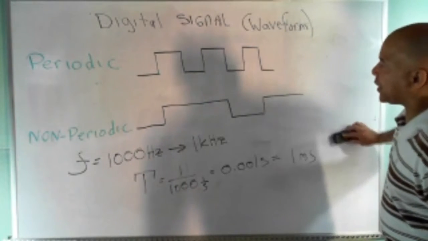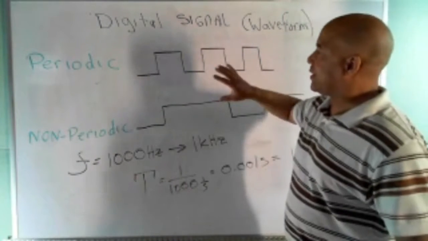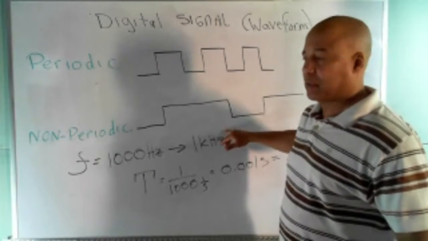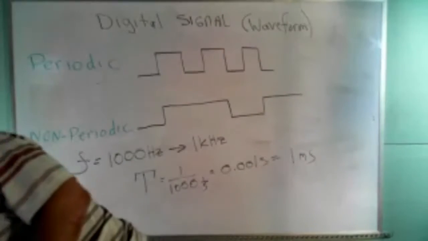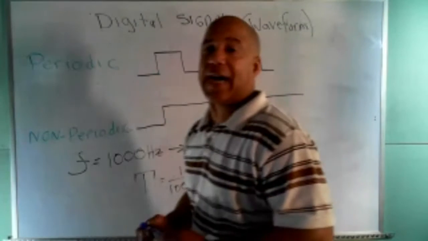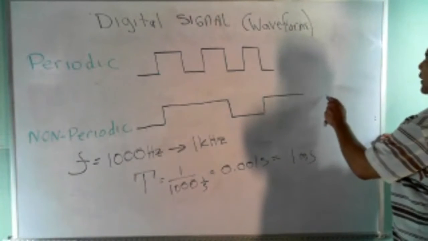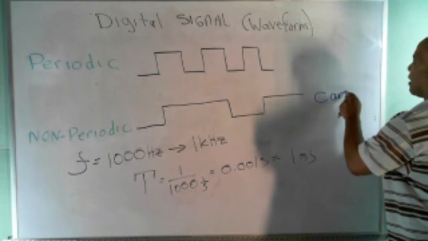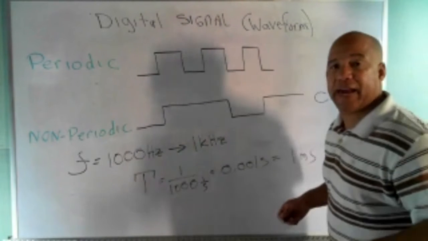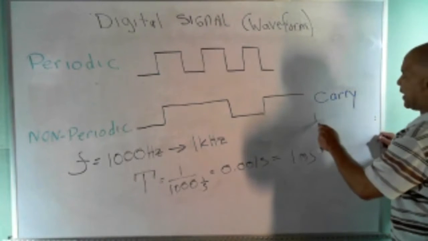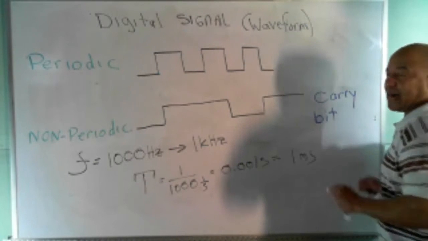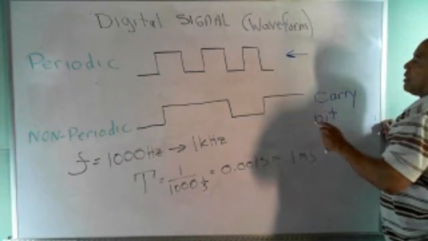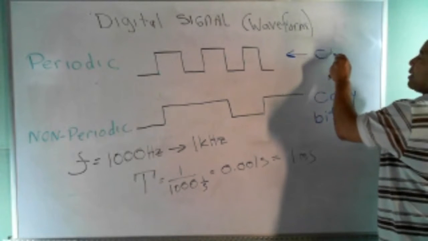To answer that question, we have to have both of these signal types: periodic signals and non-periodic signals. I want to tell you what these are used for. The non-periodic signals are used to carry information. Basically, they carry bits, the binary digits. And the periodic signal is used for something we call clocking.